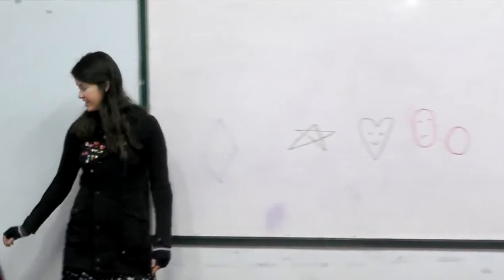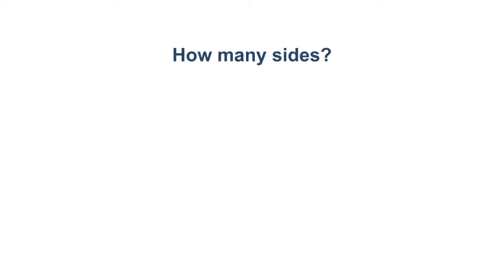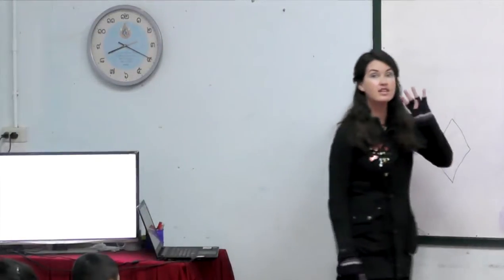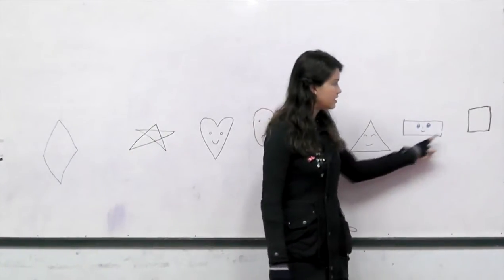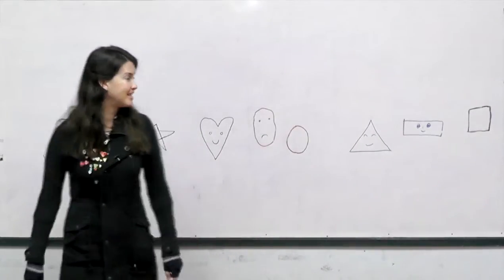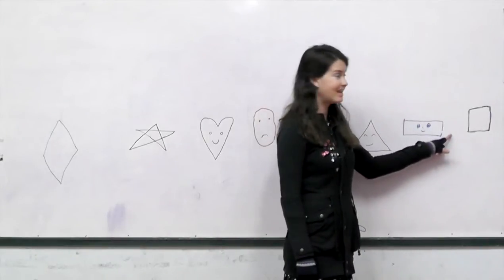Very nice. Circle, do we have any sides? No. Oval? No, you're right, friends. Good thinking. Star. How many sides? 4 sides. Good. What shapes have 4 sides? Rectangle and square. And diamond. Good, friends. Our rectangle has 1, 2, 3, 4 sides.